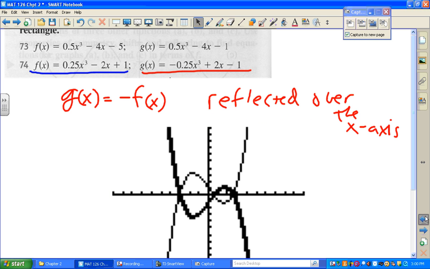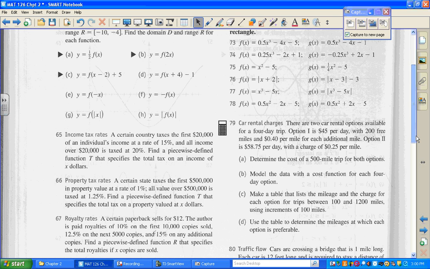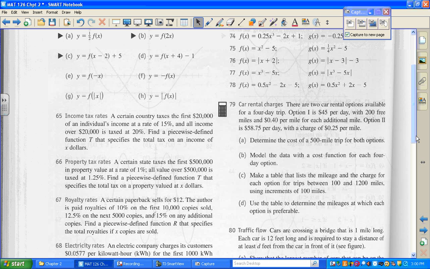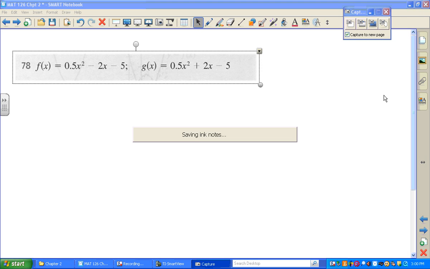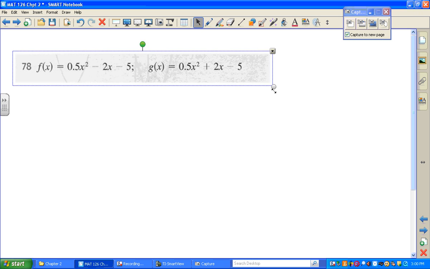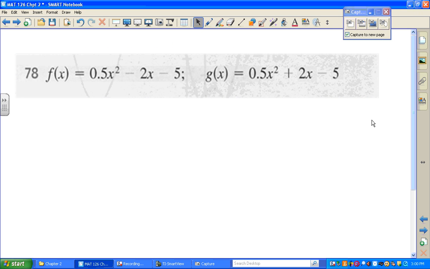On the last one I'm going to talk about, what's the difference between 78, G, and F? What's the difference between the two? The plus 2x and the minus 2x. That's going to switch which way the graph moves. And you can graph it out and see that.